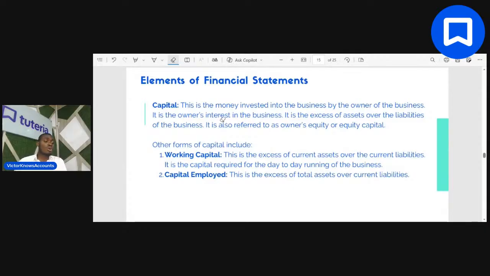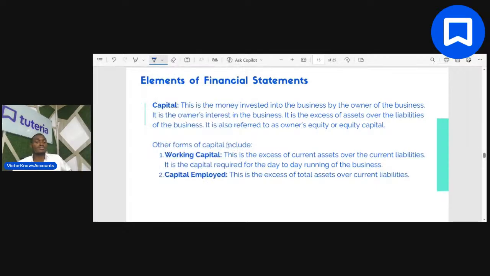Now, your capital, what's capital? Capital is the money invested into the business by the owner of the business. So you can say it is the owner's interest in the business. So it is the excess of assets over the liabilities of the business, and is also referred to as owner's equity or equity capital. So effectively, owner's equity is calculated as asset minus liability. I will not rewrite it. Don't forget our accounting equation.